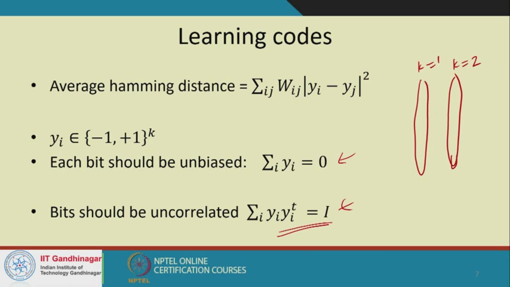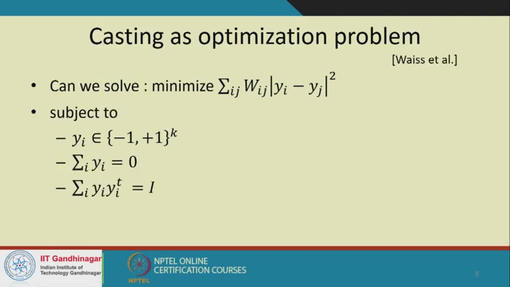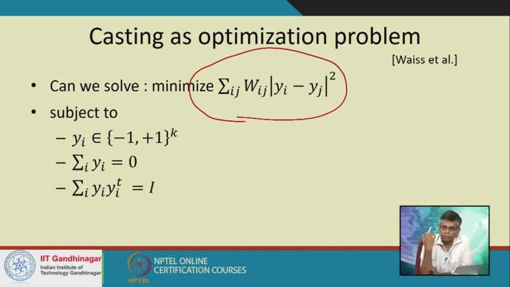So under these constraints, that the individual coordinates are independent of each other and each coordinate is unbiased, I want to minimize this average Hamming distance. Why do I want to minimize it? Because the w_ij's are fixed. If a particular w_ij is high, which means the similarity is high, I want y_i to be close to y_j, so the Hamming distance should be small. And if w_ij is small, I don't care so much whether y_i and y_j are similar, since the points are not very similar to each other.